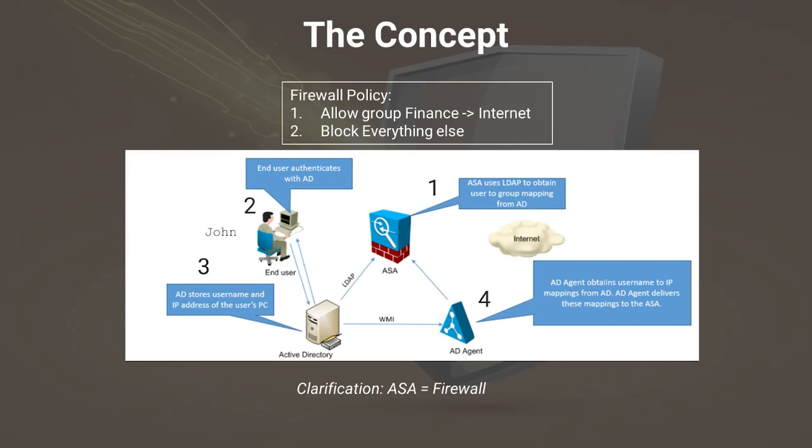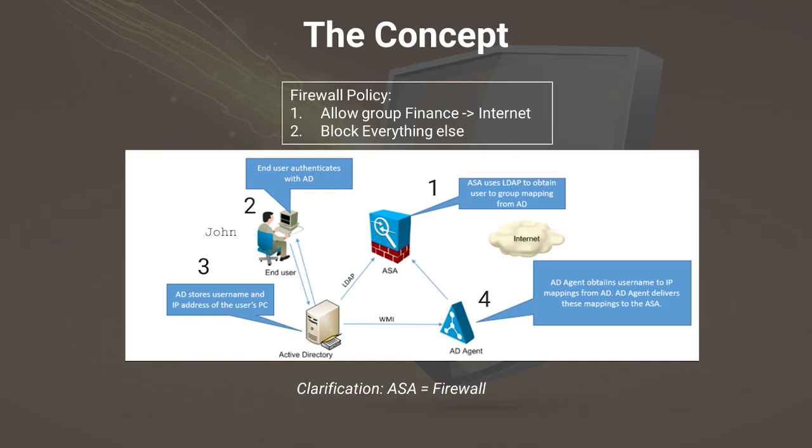And if John just opens the web browser without initiating any action against the Active Directory, such as authentication or access to a file share or similar tasks, his browser will generate a request to the internet from the IP address 192.168.1.3. The firewall will simply not be able to match that IP address with a particular username, nor a particular group as a consequence. So what will happen is that the traffic from John's computer will end up in the second rule, which says block everything else.